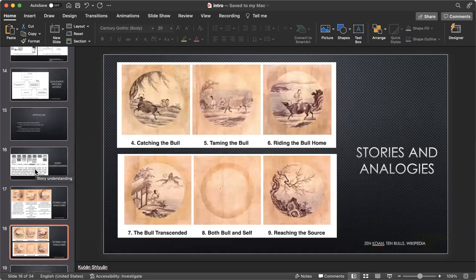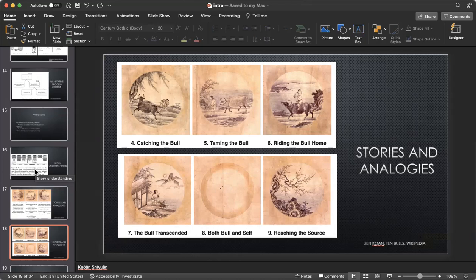Ultimately, after many days of doing this, the farmer can finally catch the bull. Then there is a big tussle, because the bull is much stronger than the farmer. But finally, the farmer is able to tame the bull, and he rides the bull home. Again, after many days of reflection, finally the bull is transcended, and both the bull and the farmer become one, and the farmer can see the common source. So it's an excellent story. This is a very, very famous story in Zen Buddhism.